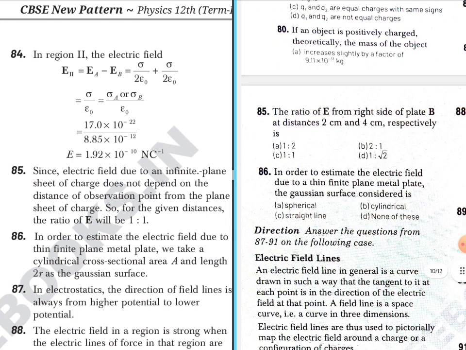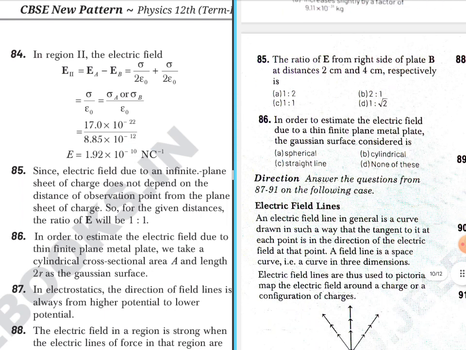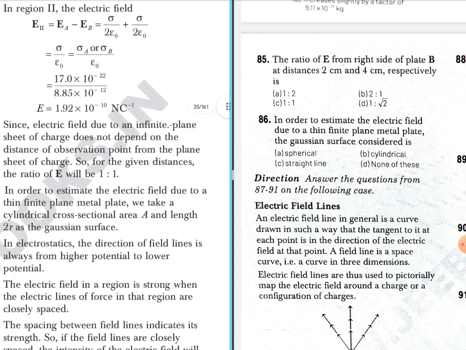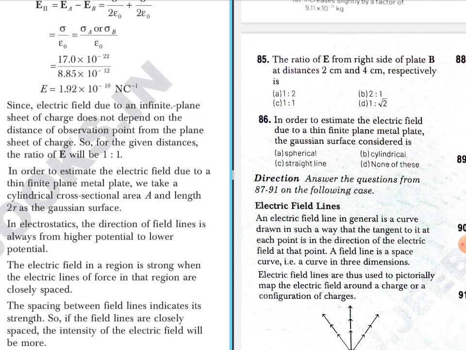85th question. The ratio of E from the right side of B at distances of 2 cm and 4 cm respectively. I told you that the electric field will be independent of the position in a series of plane sheets, so 1:1. In order to estimate the electric field due to a thin finite plane metal plate, the Gaussian surface considered is a horizontal cylinder, right? So it's cylindrical, option number B.